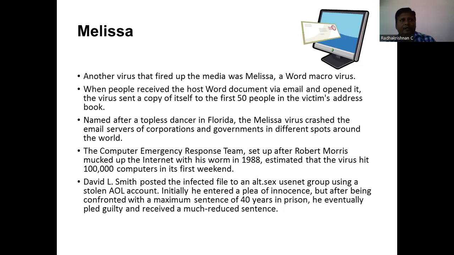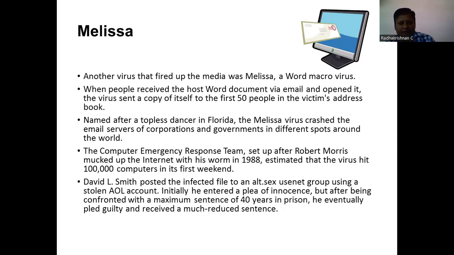So when it appears via mail, the infected file will be opened via mail, and the virus sends a copy of itself to the first 50 people in the victim's address book. So in your address book, whichever persons are available, the first 50 will be sent the virus.